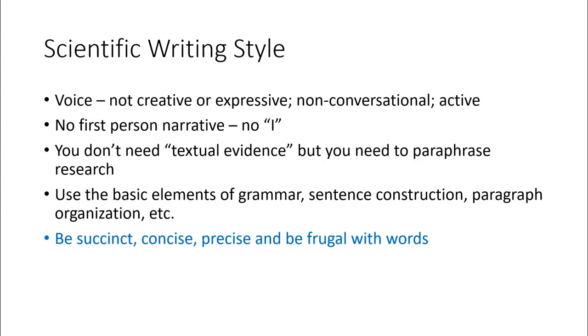In particular, in scientific writing, the goal is to be as succinct, concise, and precise, and to be as frugal with your words as you can be. I know that's kind of redundant, and there are a lot of words to basically say a couple of main things. Be precise in your words. Don't over explain or over describe what you're trying to say.